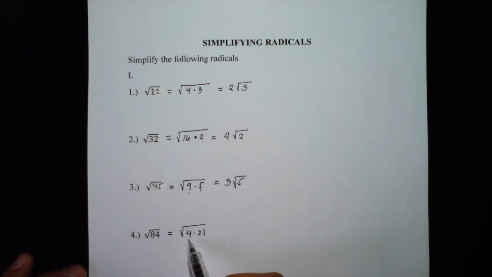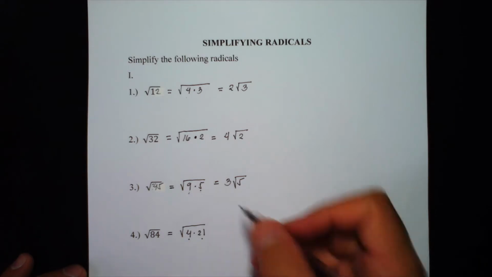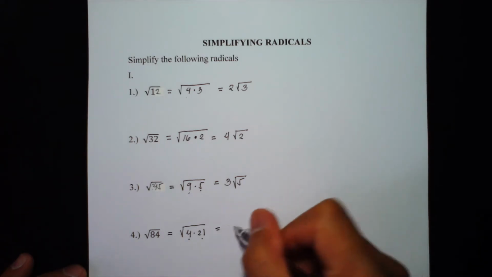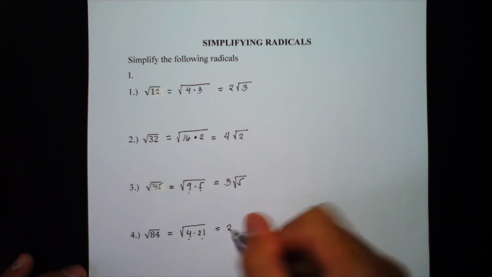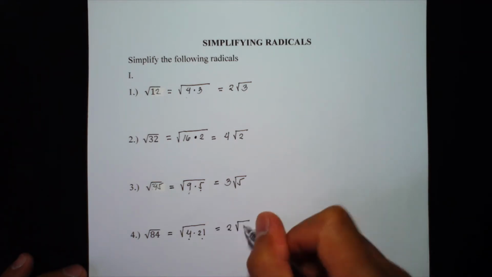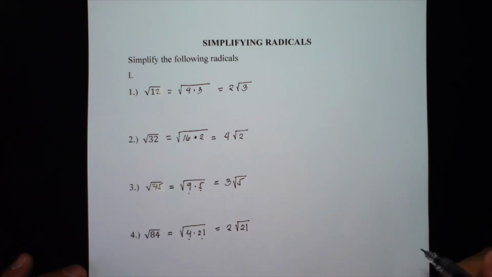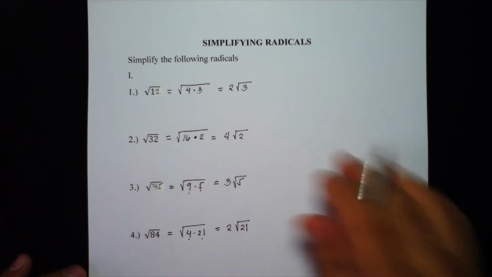As you can see, 4 is a perfect square and 21 is not, and the product is 84. So the square root of 4 is 2 and 21 is not a perfect square, therefore it will remain inside of the radical sign. So that is the simplified form of square root of 84: 2 square root of 21. Okay, let's have the last example.